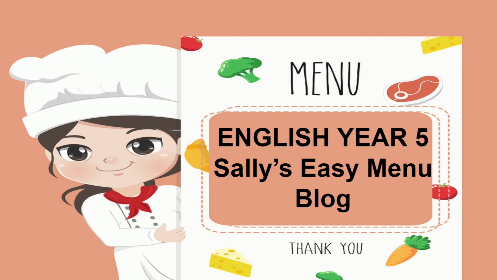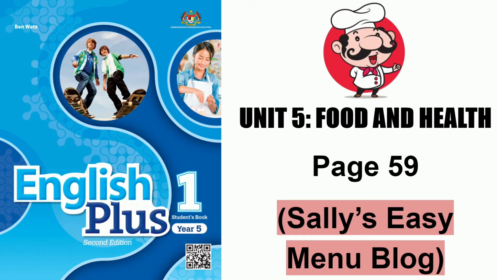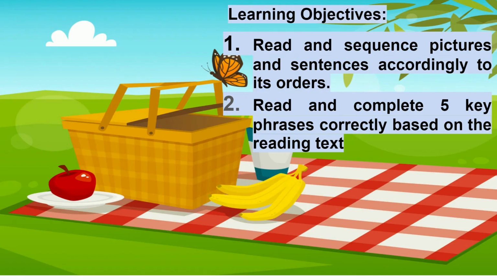Hello pupils, welcome back to another episode of our lesson. Welcome all year 5 pupils. Today we'll be looking at Sally's Easy Menu blog. First, let's prepare along your textbook. Turn to Unit 5, Food and Health, page 59. There are 2 learning objectives in this lesson. Number 1, read and sequence pictures and sentences according to their order. Number 2, read and complete 5 key phrases correctly based on the reading text.